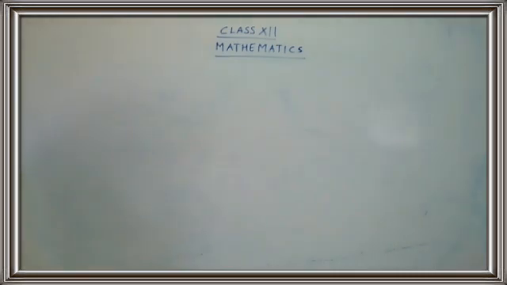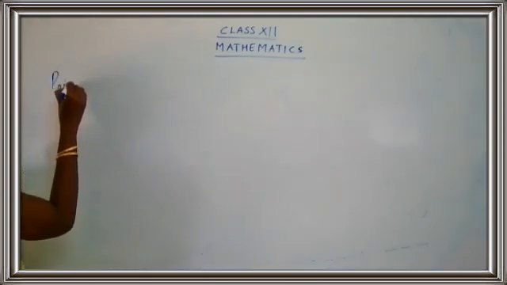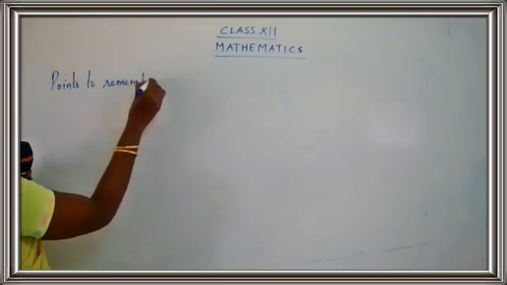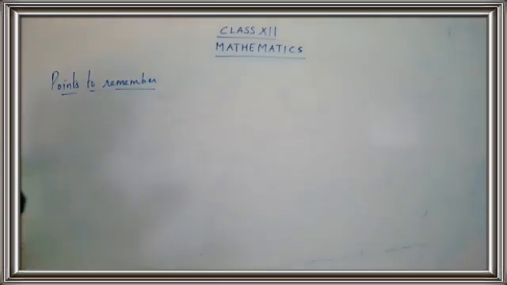Okay, children? Now, give the heading as points to remember. You have to write down the first point as rational root theorem, which is given in page 119. Take down page 119.